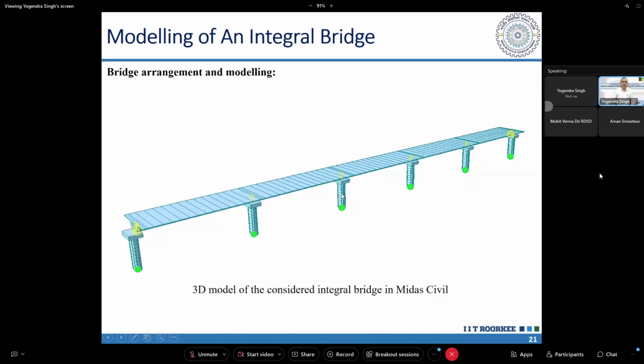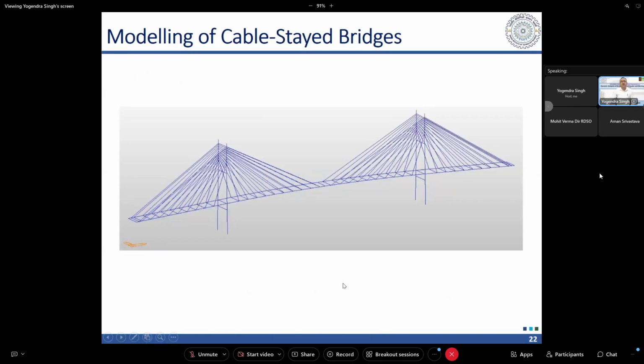It is simply a single spine model, where the spine is modeled by a frame element, and that frame element is finely meshed so that we can take into consideration the distribution of the load when it is moving over the bridge. Then in case of cable stayed bridges, along with these elements which we can use to model the superstructure and the piers or the pylons, we have cables. So these cables have a very special behavior.